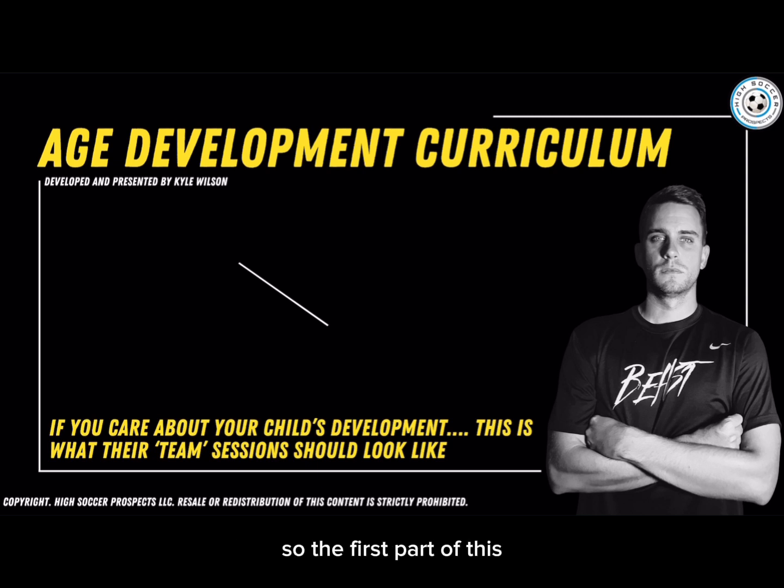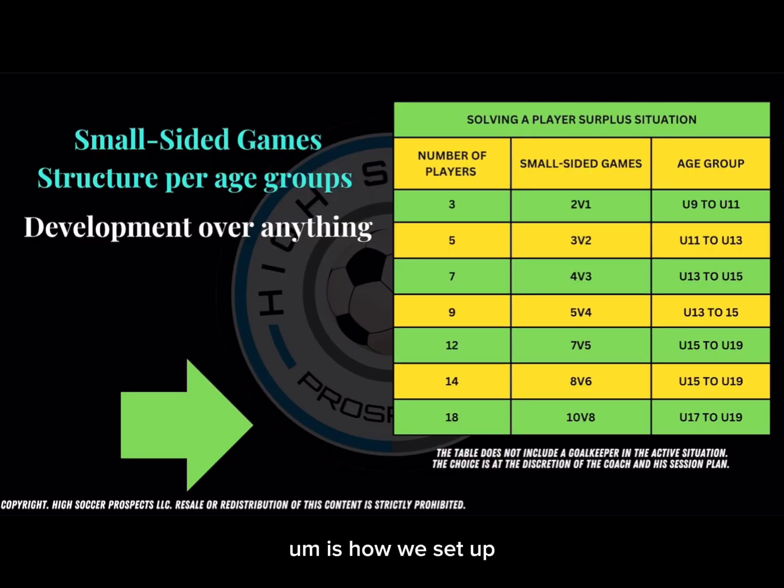So the first part of this is how we set up small-sided games through training sessions. And this is the structure of them. And we actually follow a lot of the Croatian Football Federation model. And essentially, it's development over anything. And the first situation we're going to look at is when we need to solve a player surplus situation. So you can see this table here on the right.